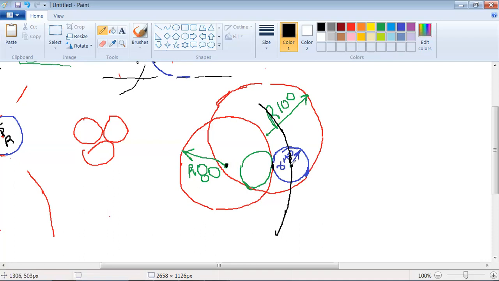Now, to find the other point, the intersection of these, because this circle, blue one, is inside to this other one, you have to say minus. When it's outside, you use plus. When it's inside, you use minus. All right, you say 100, that is the radius for this circle, minus the radius for this is 40. 100 minus 40 is equal to 60.